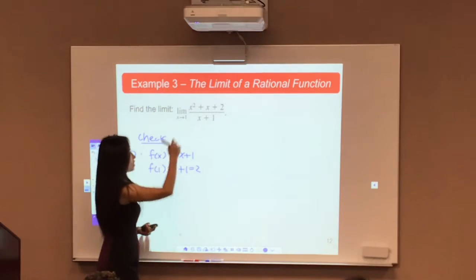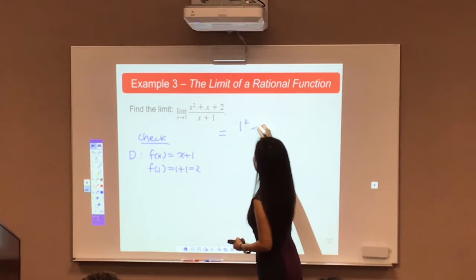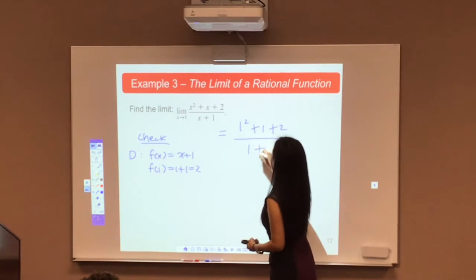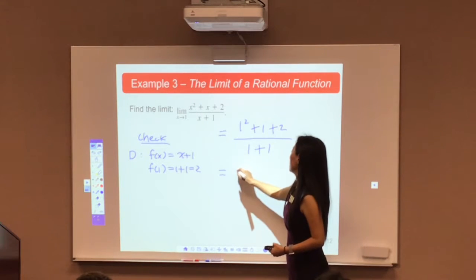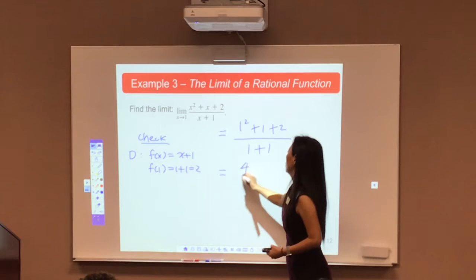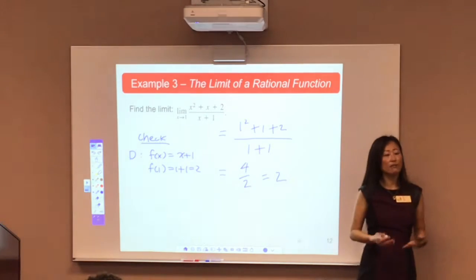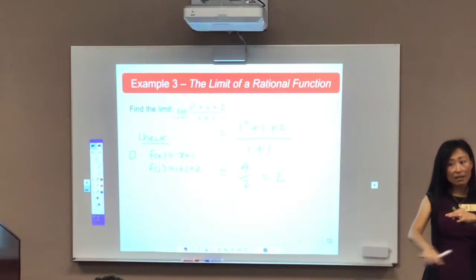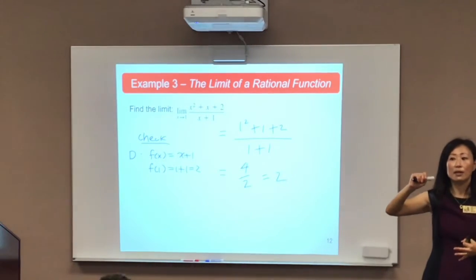So I can simply plug it in here then. So I will do 1 squared plus 1 plus 2, everything divided by 1 plus 1. So that gives me 4 over 2, which is 2. This is what they're talking about. If you have a rational function, and your denominator is not 0, you can simply plug in your number.